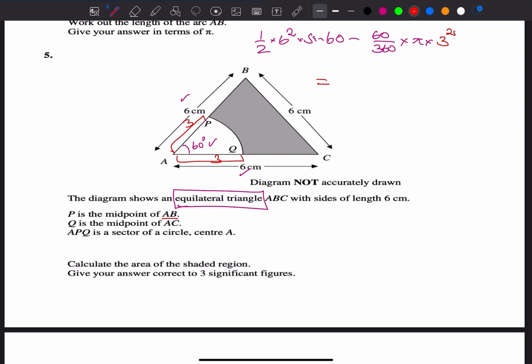Which will give you 10.9 centimeters squared for the area. Yeah, seems fine, I guess. 10.9.